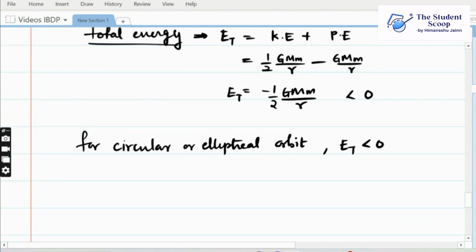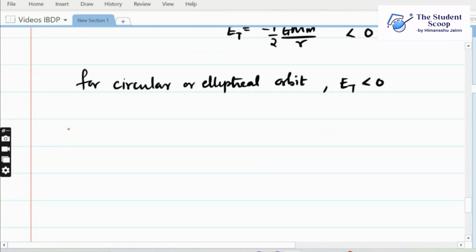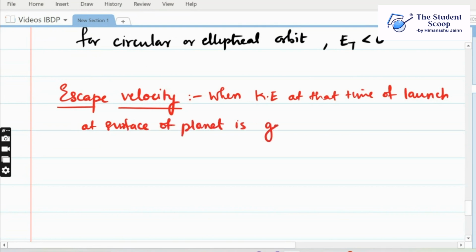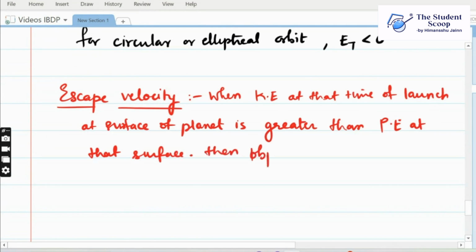Now, when will the object escape the gravitational field? This is the concept of escape velocity. It is that when the kinetic energy at the time of launch, at the surface of the planet, is greater than the potential energy at that point, or at that surface, then the object is able to escape the gravitational field of the planet.